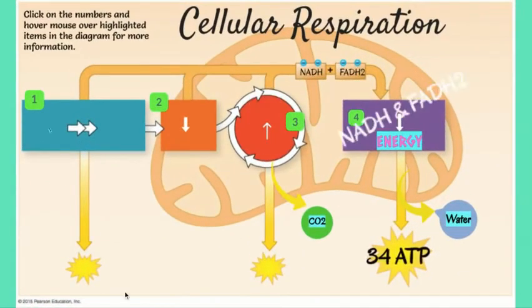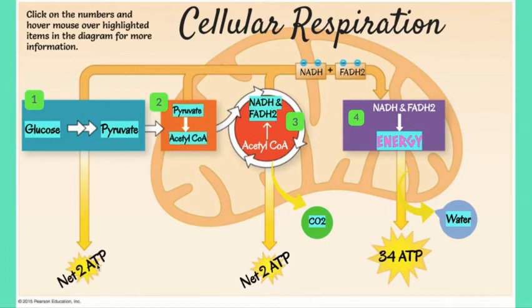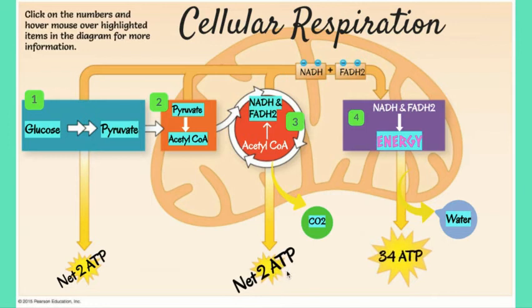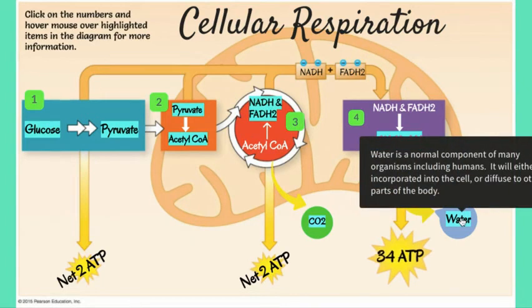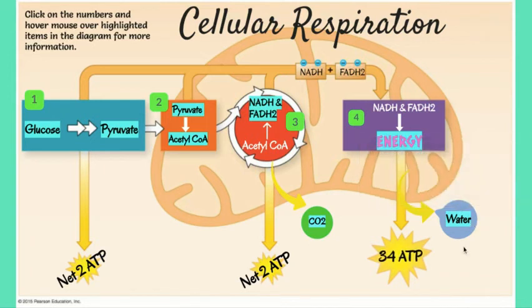At this point, we're going to have 36 to 38. Now, the numbers look like they add up to 38, but we technically use some of the ATP through this process, especially in the electron transport chain. So we may only end up with 36 ATP overall, instead of 38, because of the use of some of the ATP during the electron transport chain when active transport is being used. Then we have the byproduct water, which is a normal component of many organisms, including humans. It will either be incorporated into the cell or diffuse to other parts of the body, depending on what is necessary. So again, this is cellular respiration.